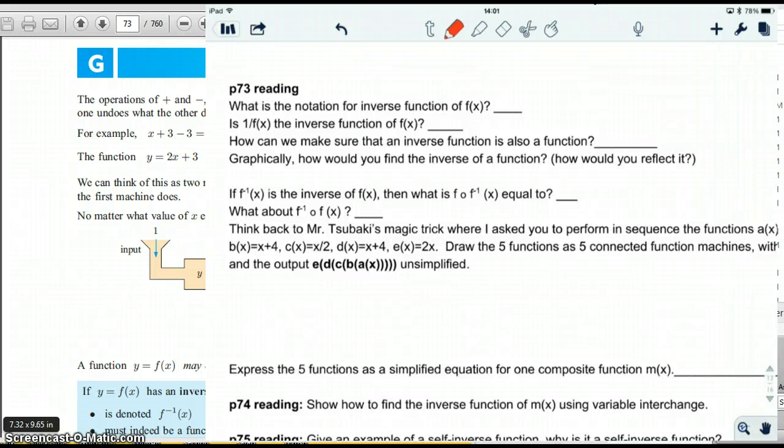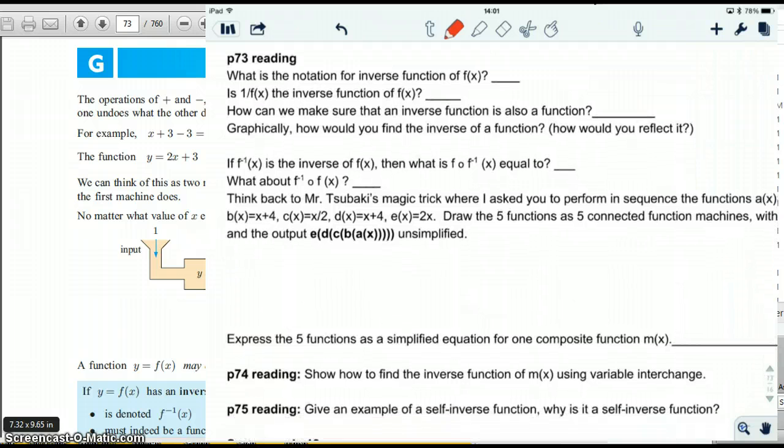Okay, this lecture is going to guide you through exercise G. First, the reading on page 73. What is the notation for the inverse function of f of x? Well, the inverse function is the function that undoes whatever f of x does, and the way you write it is f to the negative 1 of x.